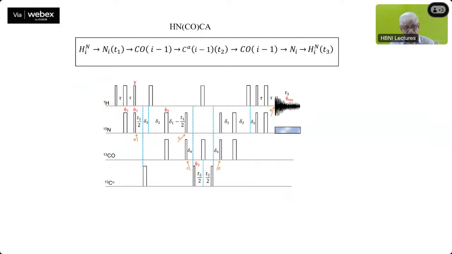Okay, now HMCO is another experiment whose magnetization transfer pathway is indicated in this manner.